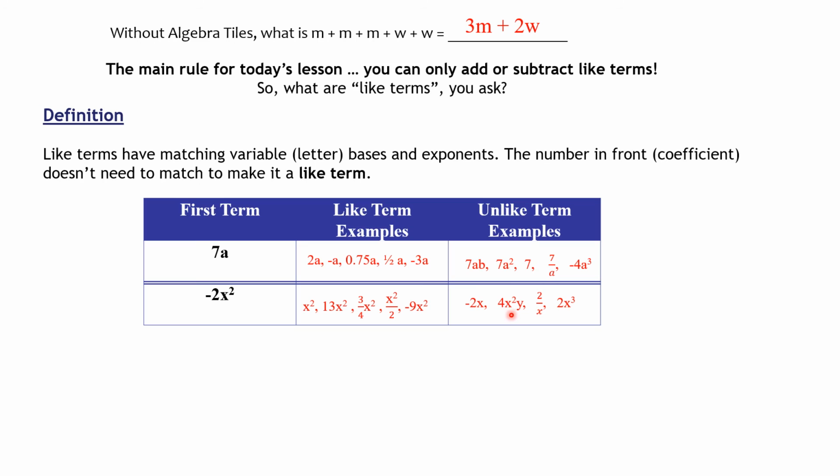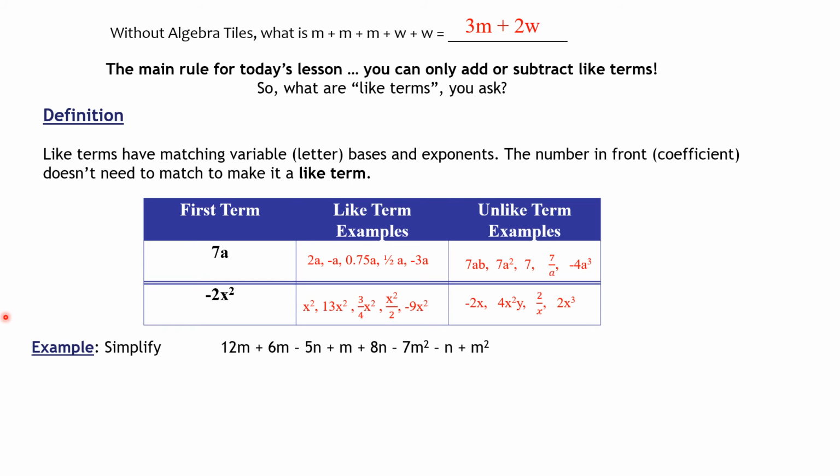This one's really close because it's got an x squared, but it's also got a y. No good. This one's a denominator. No good. And this one's an x cubed. No good. This is an x squared. So I hope you can see now the difference between like terms and unlike terms. Again, a cornerstone of algebra is understanding what a like term is.